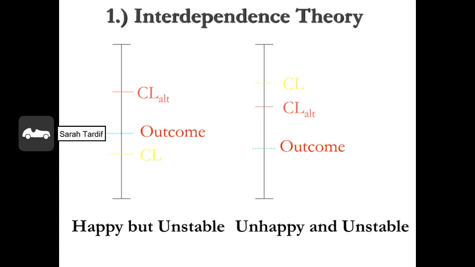Let's look at this third example. Here we see the arrangement of the comparison level alternatives are way up high, above our outcomes, and above our comparison level. And so here, this person would be happy but not stable. Why are they happy?